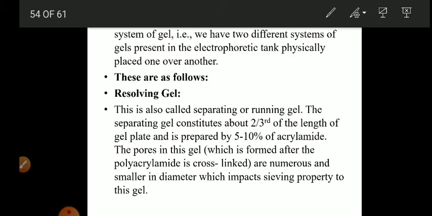The separating gel consists of 2/3 of the length of the gel plate, prepared by using 5 to 10% of acrylamide. Pore sizes in this gel, which is formed after polyacrylamide is cross-linked, are numerous and small in diameter, which imparts a proper sieving effect to separate the proteins on the basis of their molecular size. So the resolving gel or running gel occupies 2/3 of the length of the gel. It contains 5 to 10% acrylamide, which after polymerization gets converted into polyacrylamide. There are numerous small pores, and the diameter of the pore is very small, and it imparts a proper sieving effect.